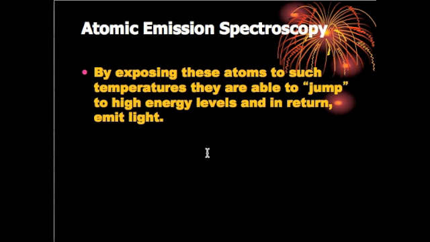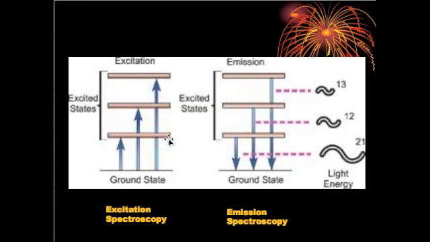Finally, we can use this to provide evidence for energy levels in atoms, because by exposing these atoms they jump to a higher energy level because of the temperatures they are in, and they also emit light in the end. As we can see through this diagram, the red rectangles represent energy levels.